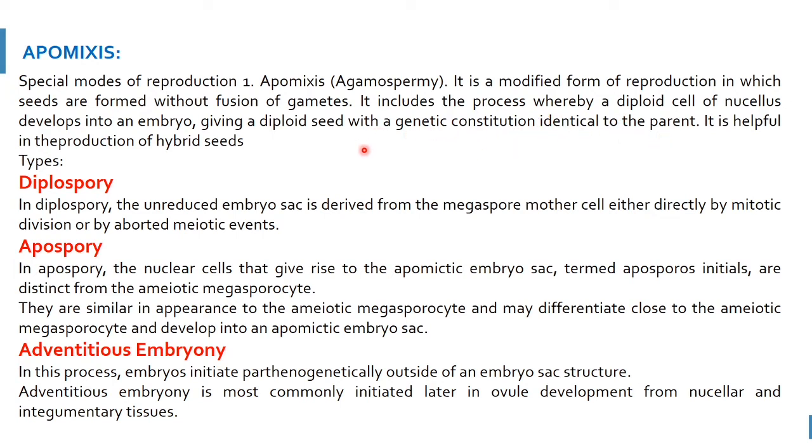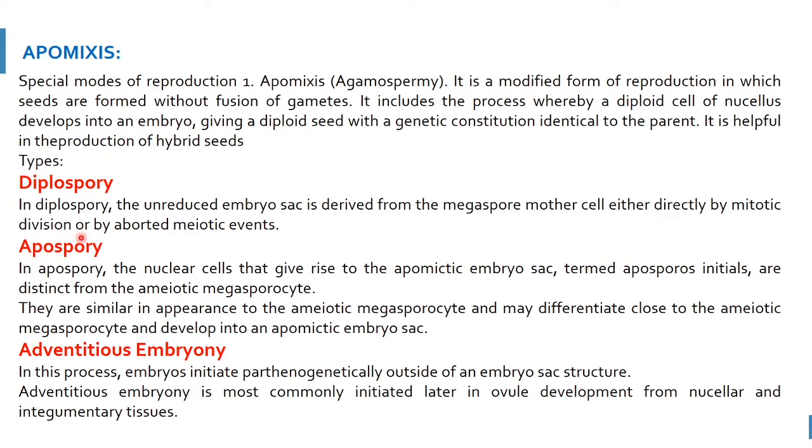So in this case, there is no fertilization, no fusion of gametes, and the seeds are formed from a mother plant or a single parent. The diploid cells of the nucellus tissues form an embryo. So the diploid seed has a genetic constitution that is equal to the parent. So this is a kind of asexual reproduction. It is helpful in the production of hybrid seeds.